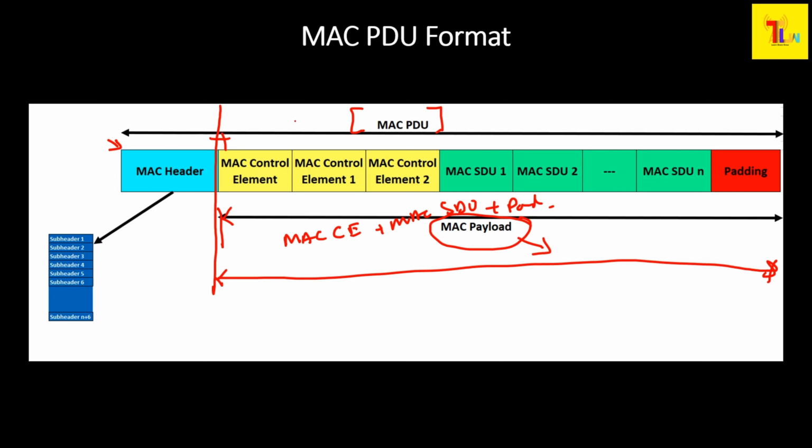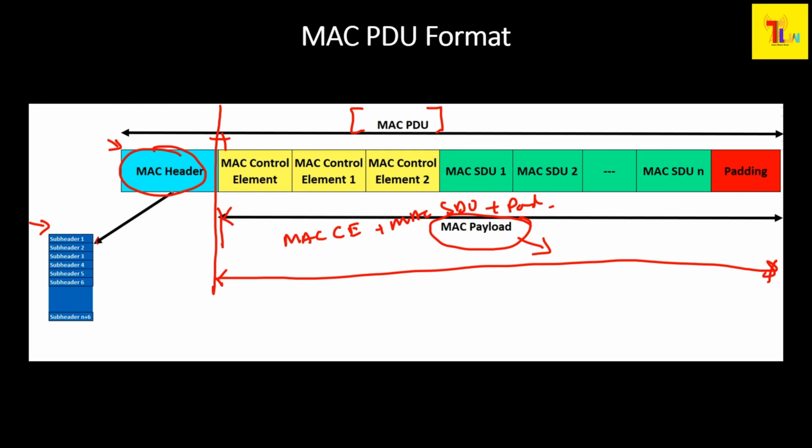Now let's go with this MAC header. What exactly does it consist of? The MAC header consists of multiple subheaders. You can see subheader 1, subheader 2. I will discuss the subheaders also, what exactly a subheader means and what it contains.